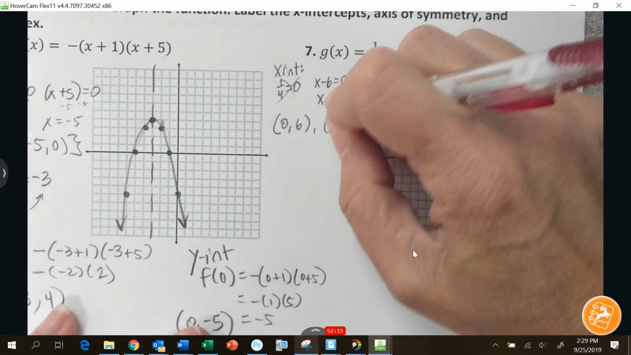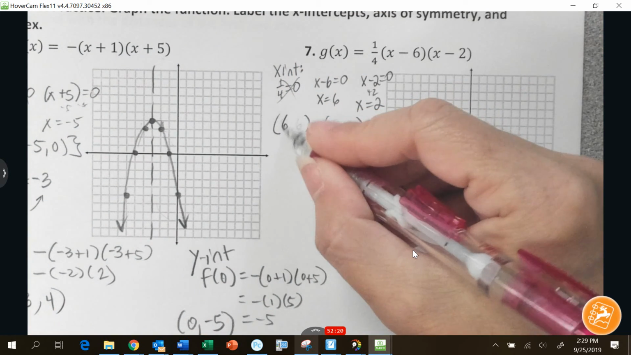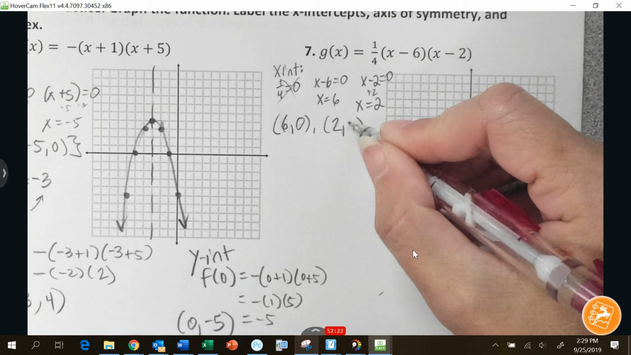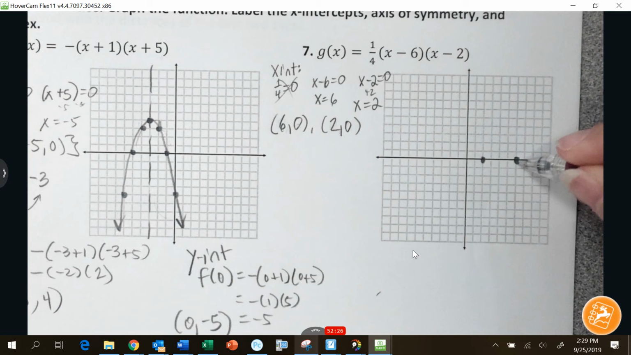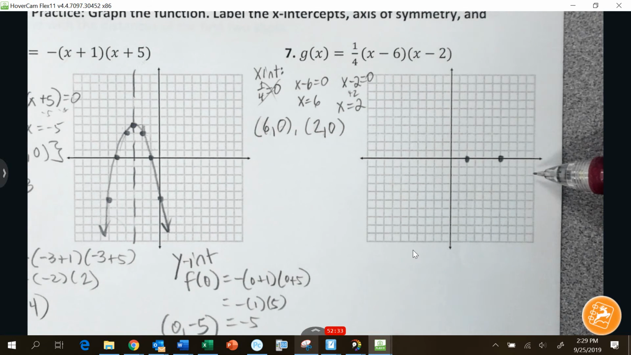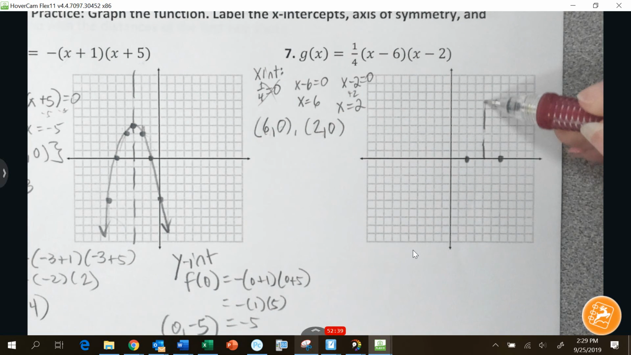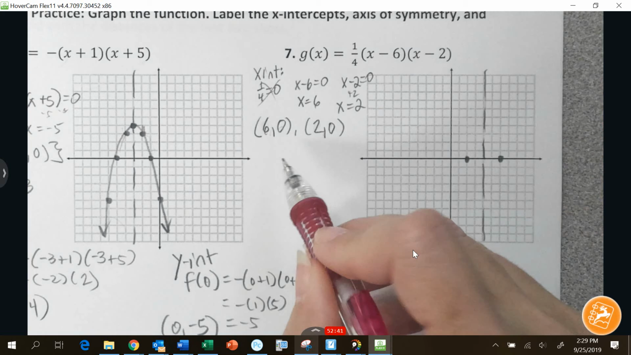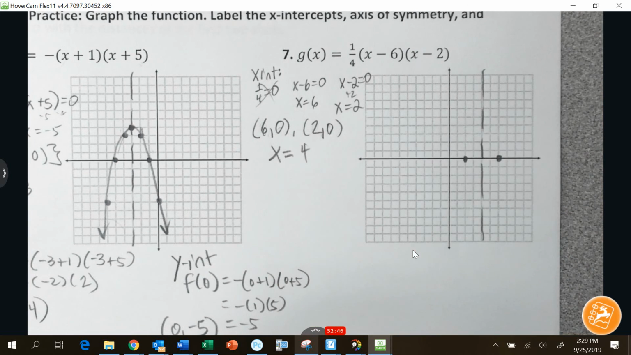So our x-intercepts are 0, 6, and 0, 2. No, they're not. They're (6, 0). I just wrote them in the wrong order. (2, 0). I'll look at my graph. What can I find? That's right in the middle. So x is 4. Good. Or you can average together. 2 plus 6 is 8. Divide by 2, 4.